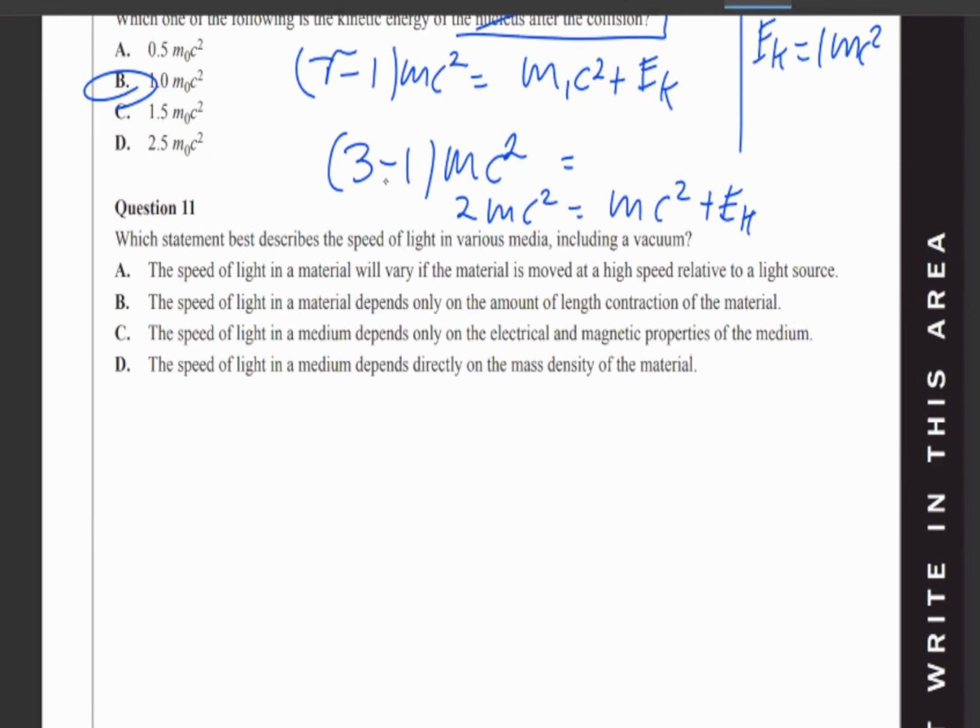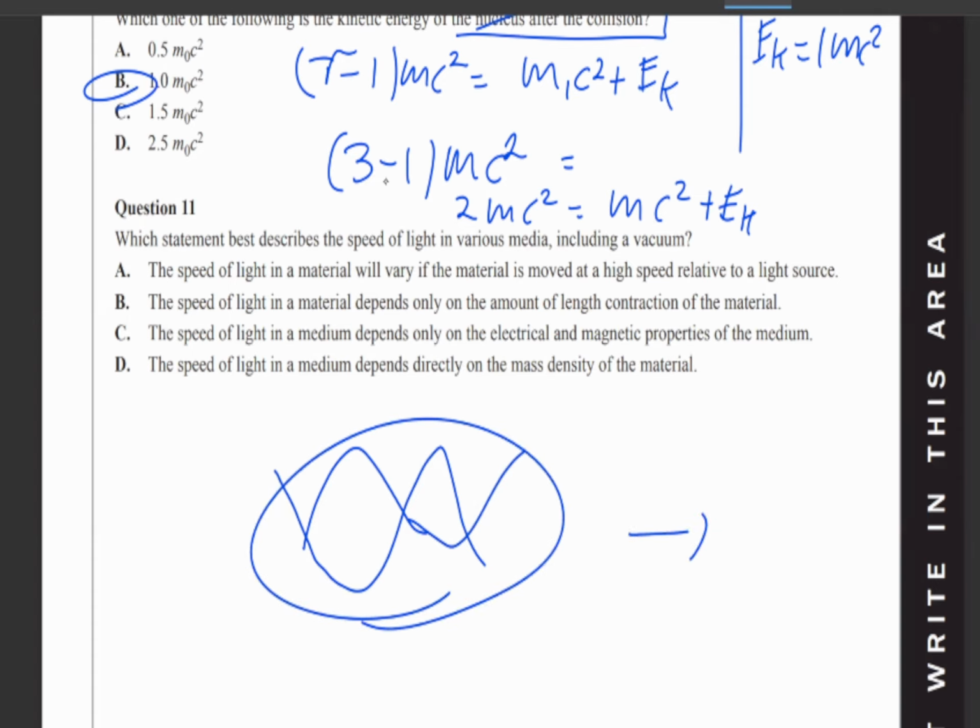Question 11. The specimens describe the speed of light in the various medium. Light has electric and magnetic fields that are perpendicular to each other. It's hard to draw, it's like this. It only depends on that, so it's independent of the material itself. So 11 is C. Thank you.